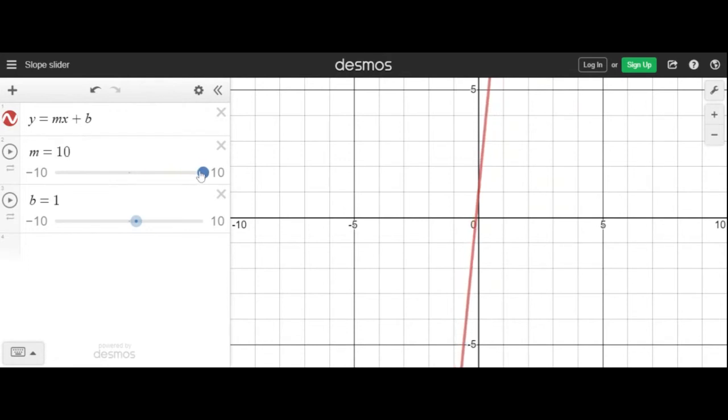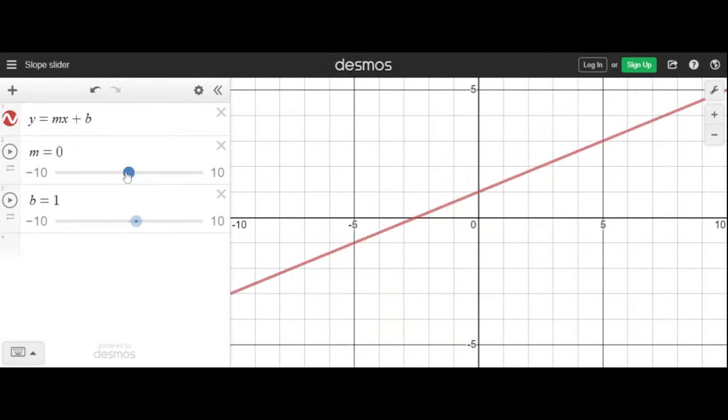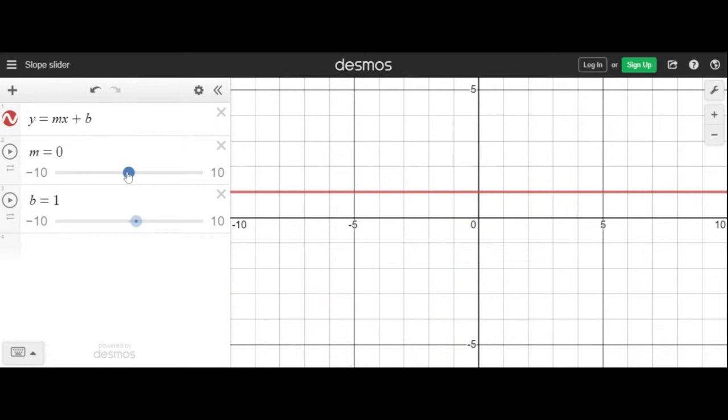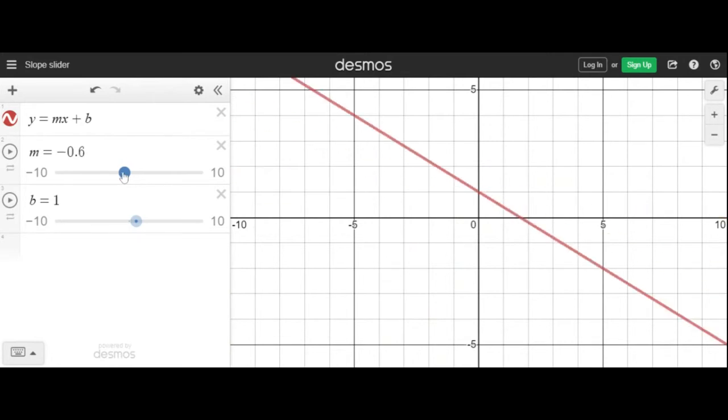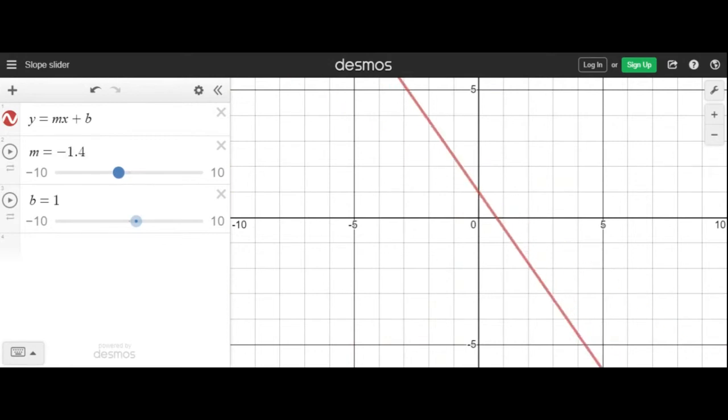So it's getting closer to vertical. As we go smaller, we're getting closer to horizontal. Once we hit 0, we are completely horizontal. So that's what a 0 slope means. When we go negative, we're just going to slope in the other direction, kind of downward if you want to think about it that way. And the more negative we go, the steeper downward we go.